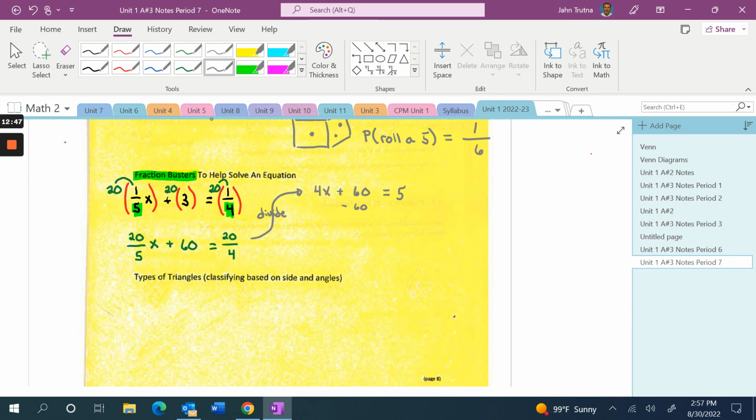We're going to subtract 60 from both sides. We have no fractions. 4x is equal to negative 55. Then I'm going to divide negative 55 by 4. And x is going to be equal to negative 13.75.